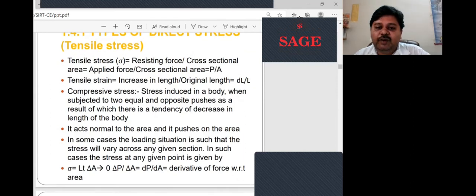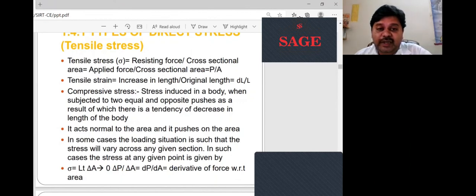Compressive stress is the stress induced in a body when it is subjected to equal and opposite pushes. This is push, here push. Then we are applying a compressive force. It acts normal to the area and pushes on the area.